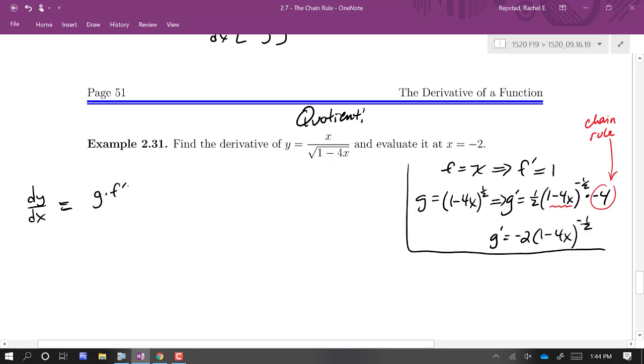Yep. Times g plus g prime times f over g squared. Oh, and there's a little mistake here. Plus b minus. Yeah, it's a minus. We subtract when we're doing the quotient rule.